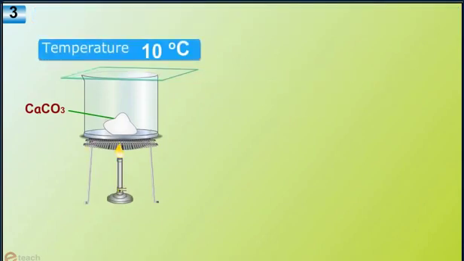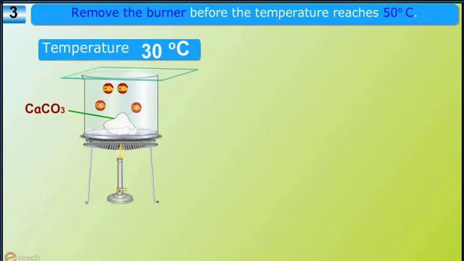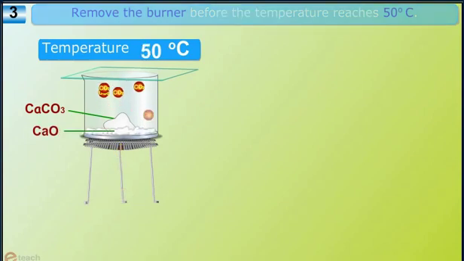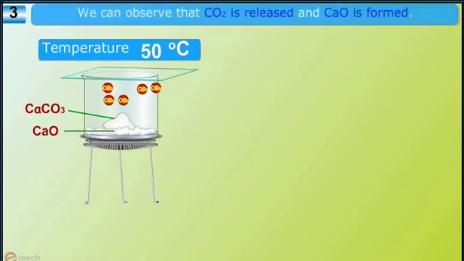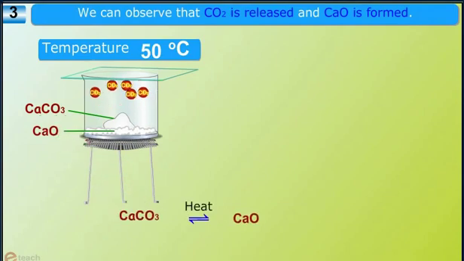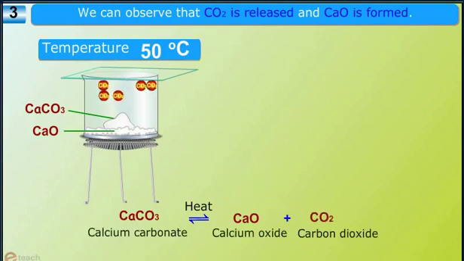Remove the burner before the temperature reaches 50 degrees centigrade. We can observe that CO2 is released and CaO is formed. The reaction taking place is CaCO3 on decomposition gives CaO plus CO2.